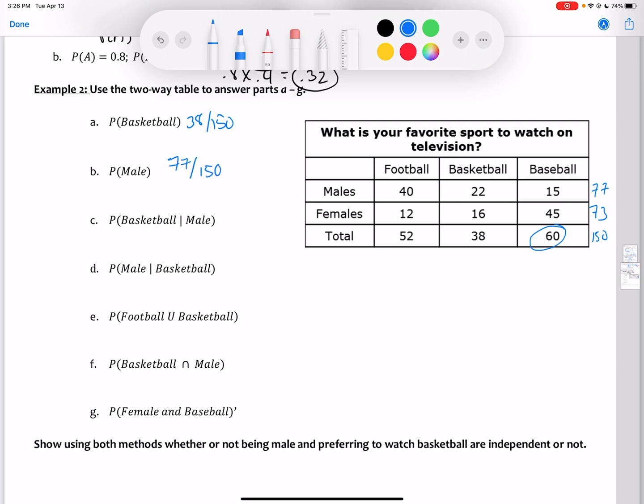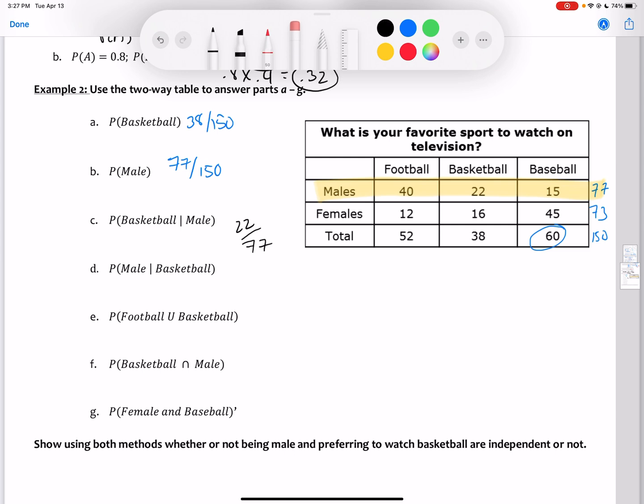All right, and this is where we start to see those conditional probabilities. So probability of basketball, given that they're a male. So given that the student was a male, whoa, that is way too big. There we go. So given 77, that's the condition that's been set, so that's going to be my denominator. What is the probability that they play basketball? And there's 22 kids that played basketball.